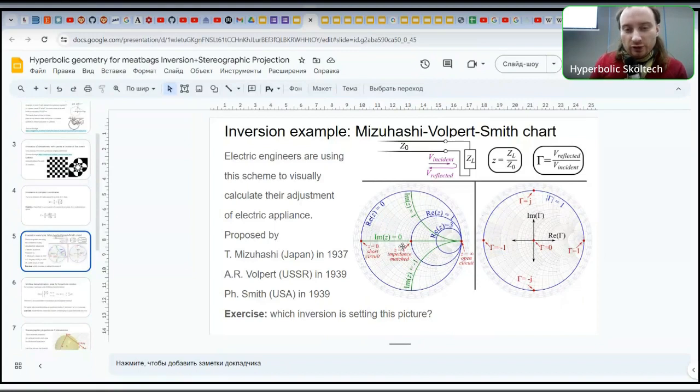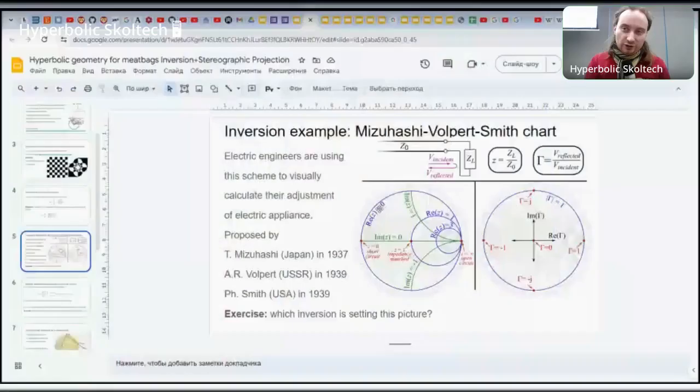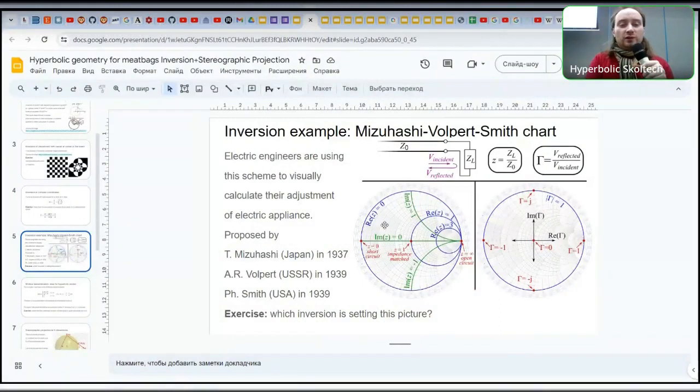You know what complex numbers are. So you see that here is a circle corresponding to the line real part of Z equals 0. Do you need to be reminded what the real part of a complex number is? No? Or yes? Tell me. And an exercise here is to say which inversion is giving us this picture. How do we construct this picture? Here is a borderline for real part of Z equals 0.